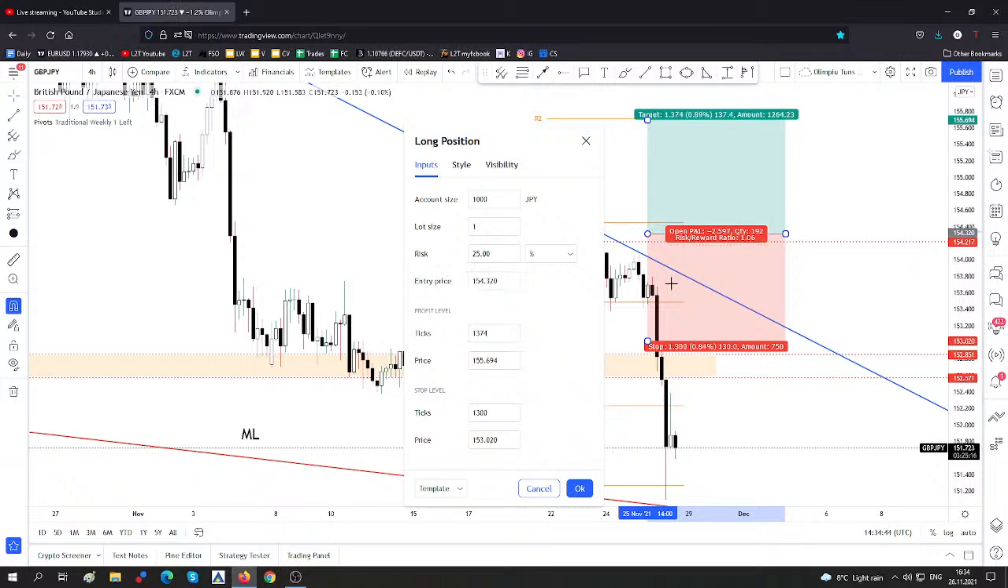154.32. So this was my entry, right? Buy stop. And my stop loss was 153.21, something like this, right? And the take profit was around 156.56, I believe. So this was my setup.